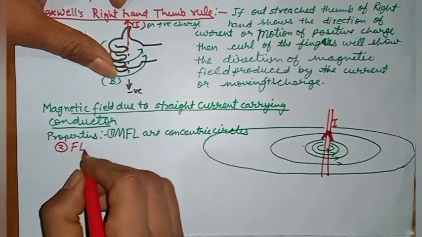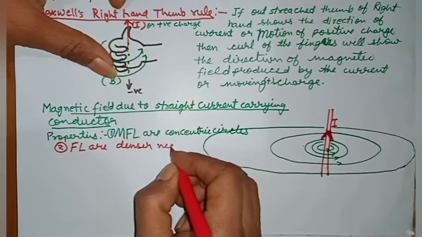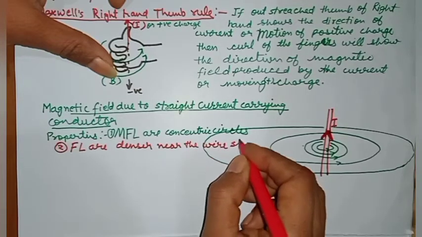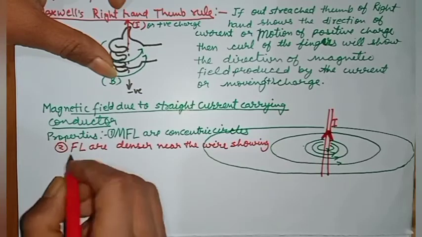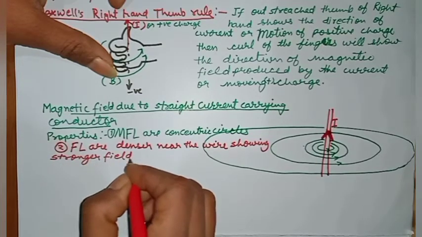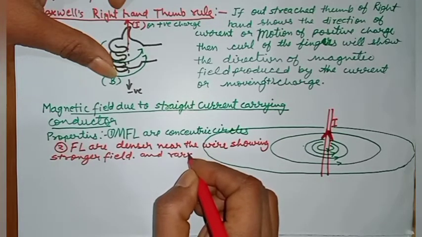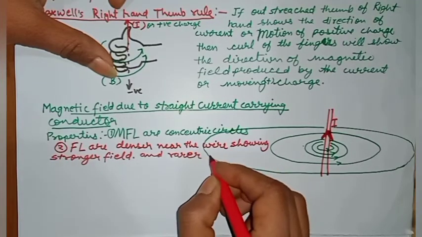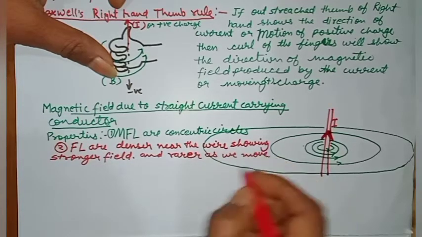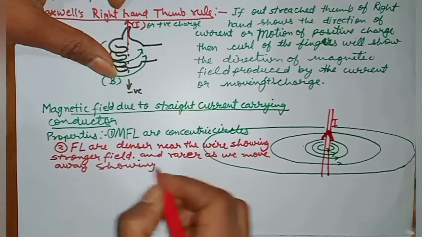Field lines are denser near the wire, showing a stronger field, and rarer as we move away, showing a weaker field.